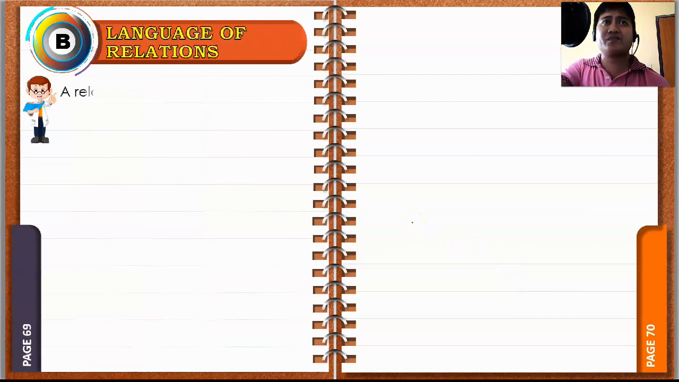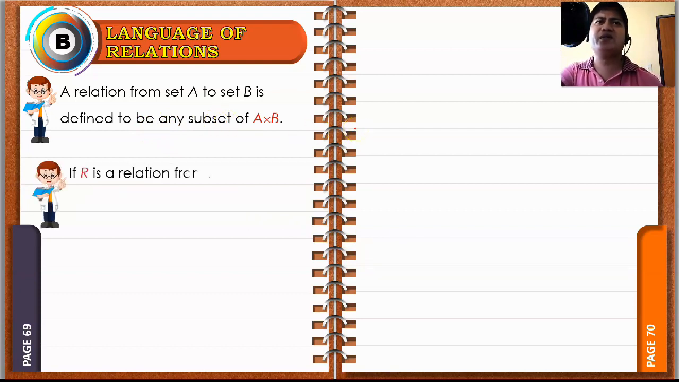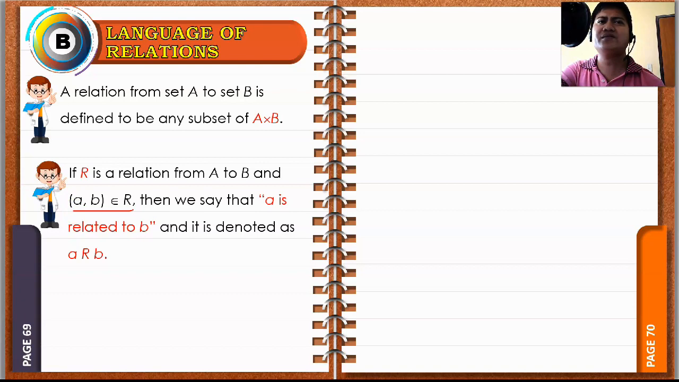A relation from set A to set B is defined to be any subset of A cross B. So it is a subset of A cross B. If R is a relation from A to B, and the ordered pair (a, b) is an element of R, then we say that a is related to b, and this is the notation. This means that a is related to b.